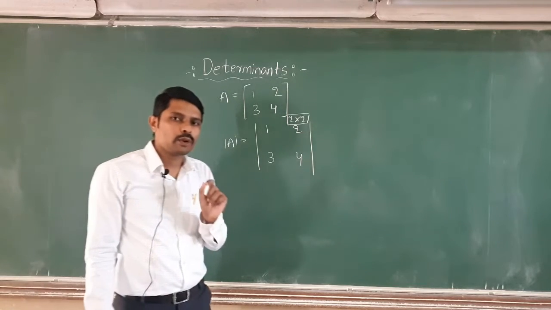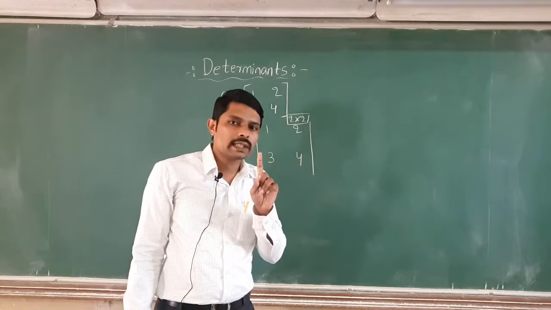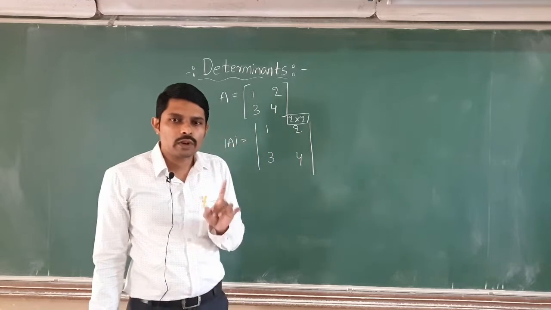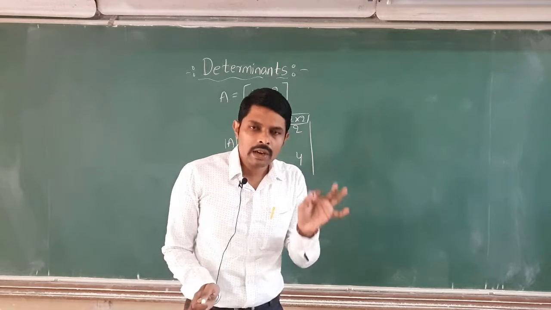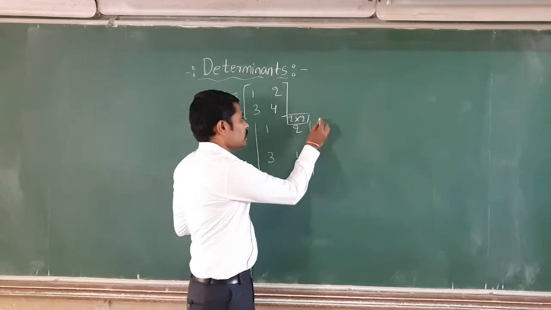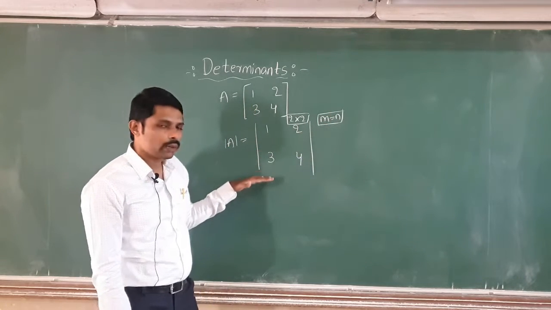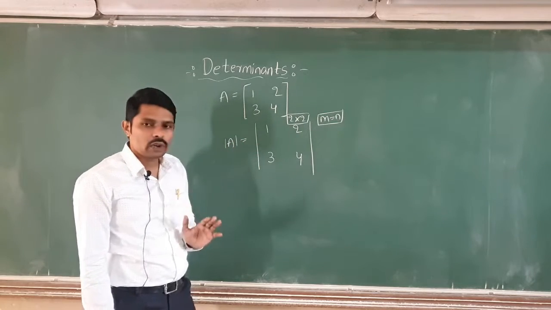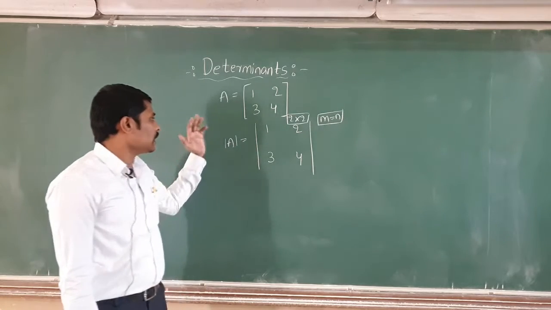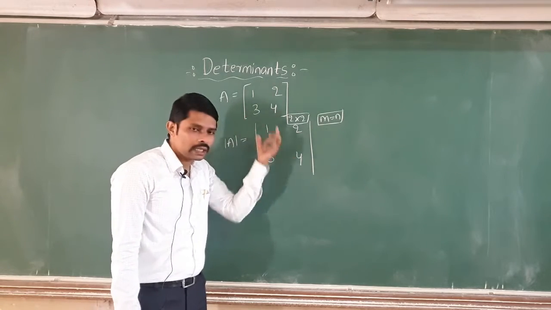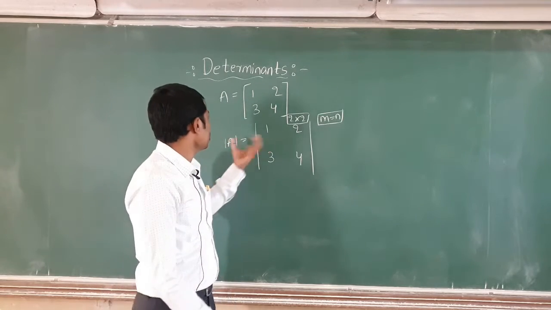Remember another important thing: we can talk about the determinant if and only if it is a square matrix. Suppose a matrix of order 1 cross 3 is there, we cannot talk about the determinant. Determinant always exists for a square matrix. Square matrix means the number of rows is equal to the number of columns, then only we can find the determinant. Otherwise, it is not possible. This is the first definition of the determinant we have seen. Determinant is nothing but, for every square matrix, we can associate a value or an expression.